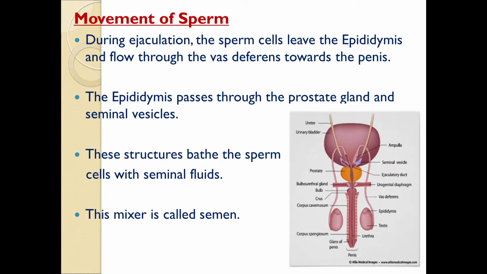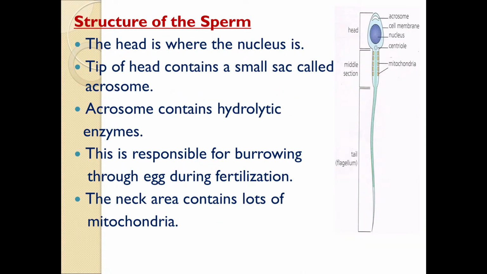During ejaculation, the sperm cells leave the epididymis and flow through the vas deferens, also known as the sperm duct, towards the penis, which of course is an external structure. Once that has taken place, if there is an egg present, the semen, which contains the sperm, will cause that fusion to take place, known as fertilization.